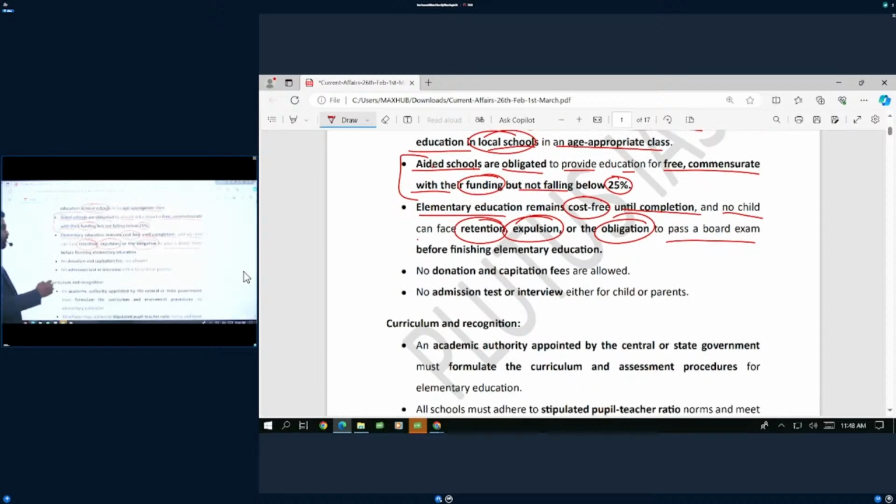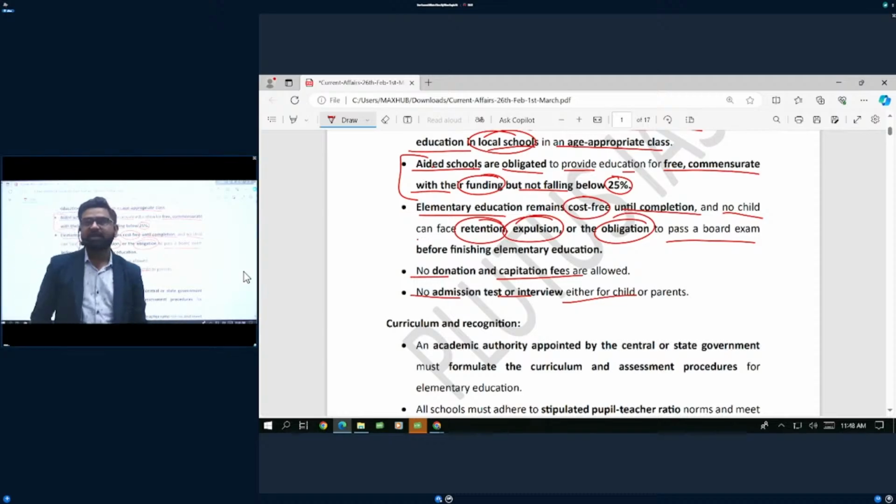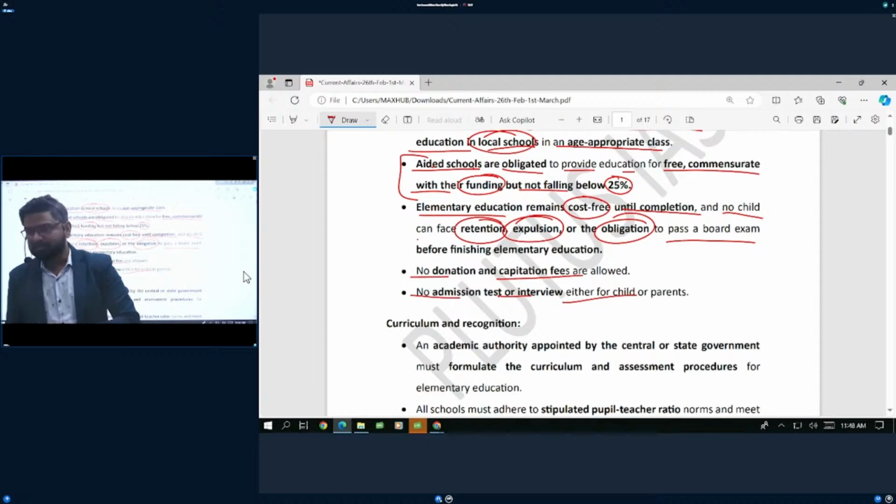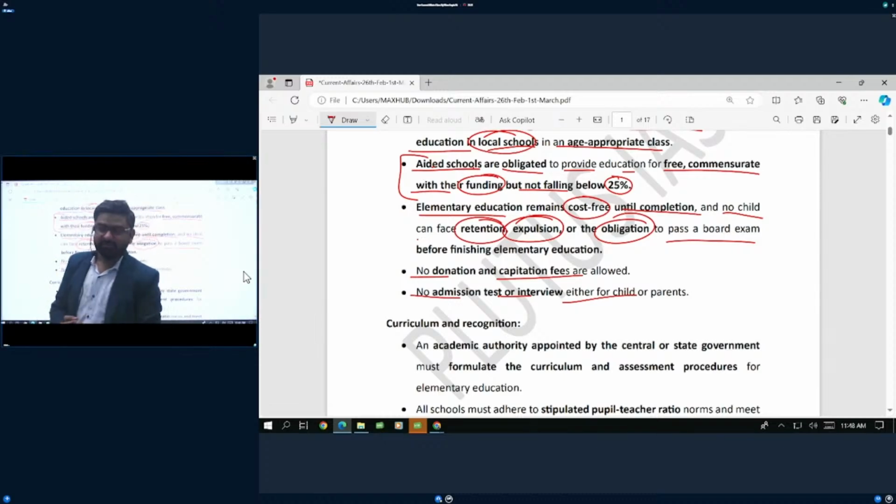Next, no donation, no capitation fee whatsoever. If you go to private schools, of course they ask for donation in the name of development fee, this fee, that fee. Not allowed. No admission test or interview either of the parents or the children. Private schools में they always take interviews nowadays, especially in premium schools. The interviews, particularly of parents, are compulsory.